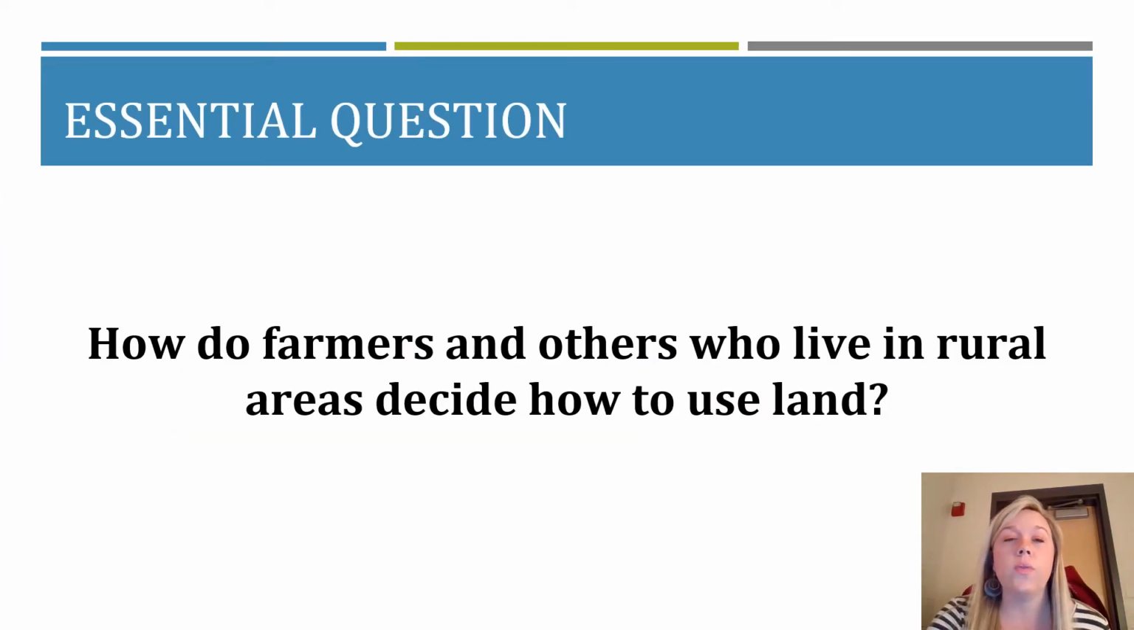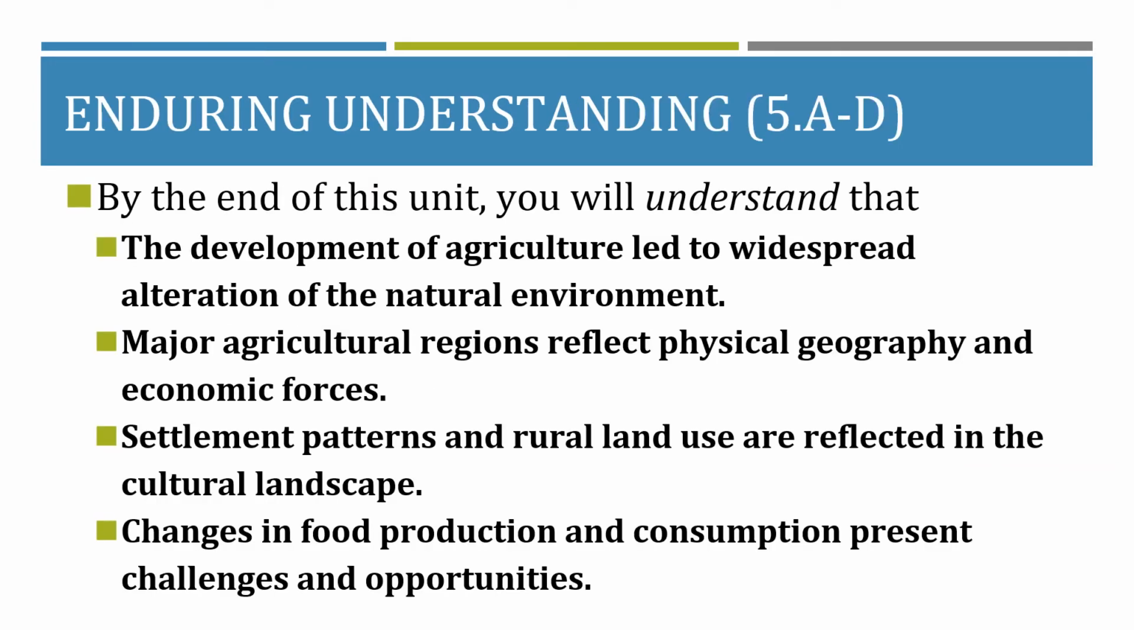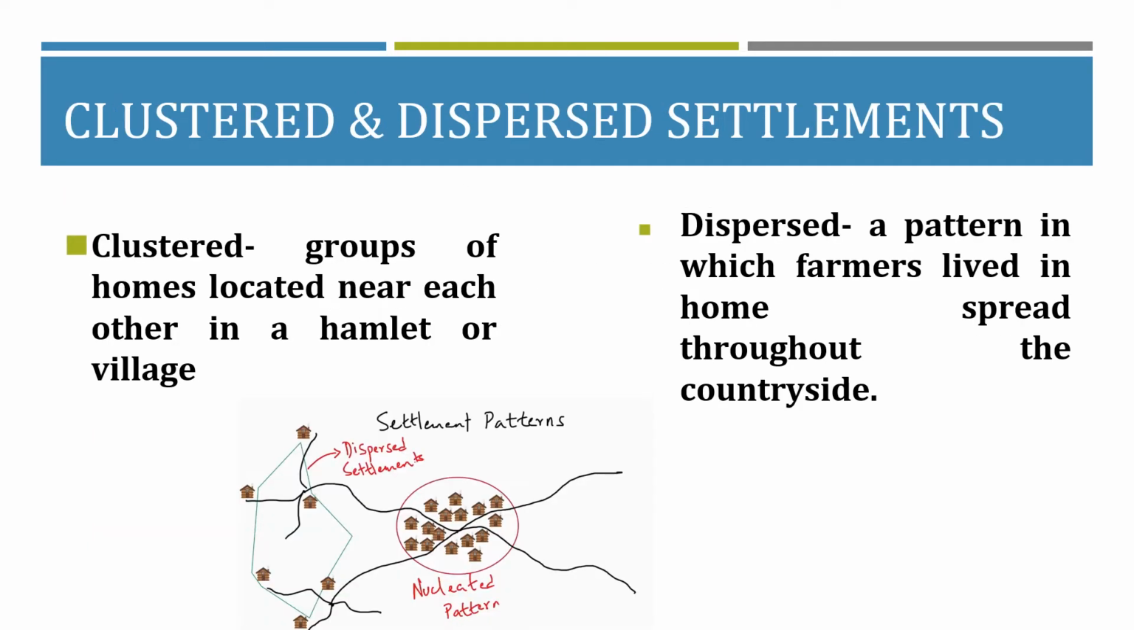So the essential question for this chapter is how do farmers and others who live in rural areas decide how to use land? So again, by the end of this unit, you will understand that the development of agriculture led to widespread alteration of the natural environment. The major agricultural regions reflect physical geography and economic forces. Settlement patterns and rural land use are reflected in the cultural landscape, and changes in food production and consumption present challenges and opportunities.